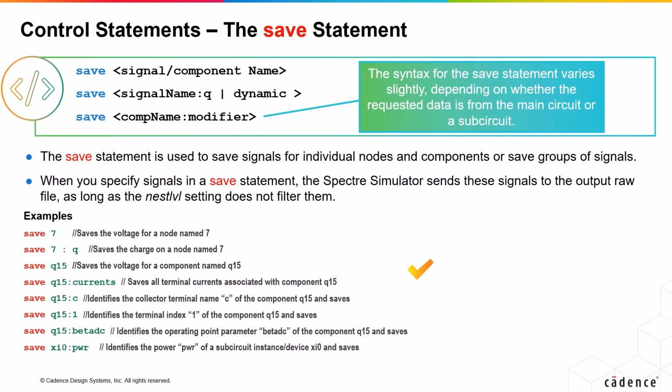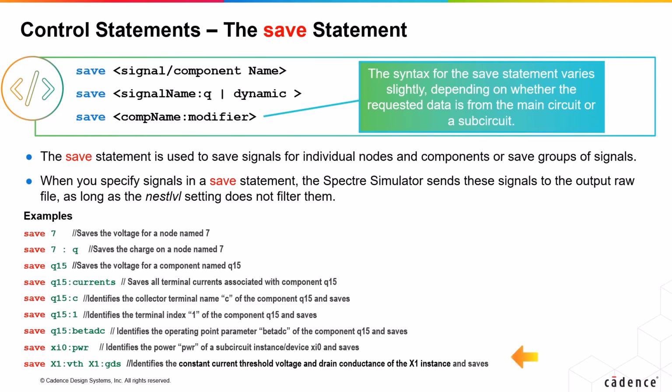Also, note that since Spectre 17.1, you use the save statement to measure the parameters of stacked FETs, including terminal voltage, current, capacitance, conductance, and VTH. In this case, all devices in the subcircuit can be probed as shown in this example, where it saves the constant current, threshold voltage, and drain conductance of the X1 instance.